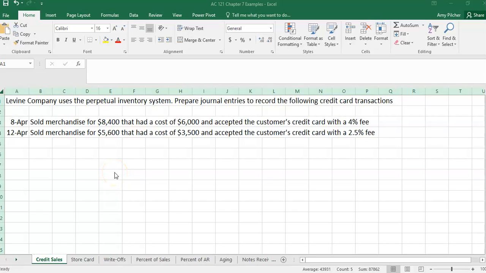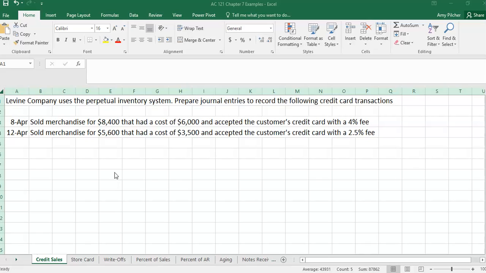In Chapter 7, we look at receivables. So our first example is looking at a company that takes credit cards. This means that the company takes credit cards from outside companies like Visa, MasterCard, American Express, etc.